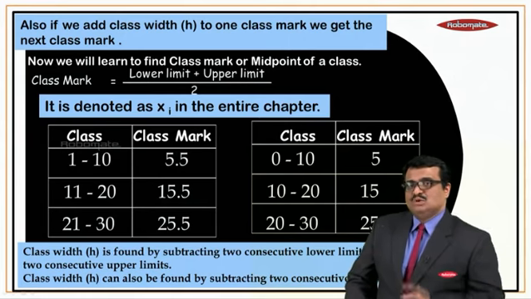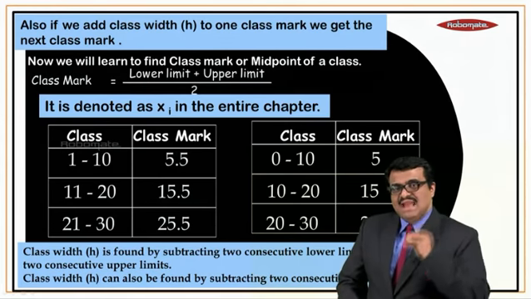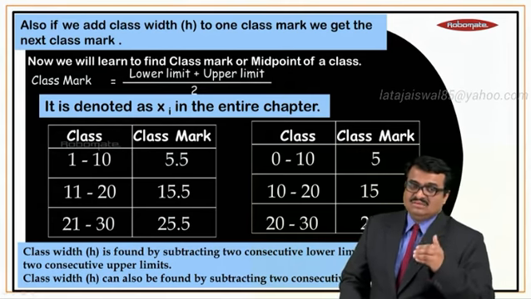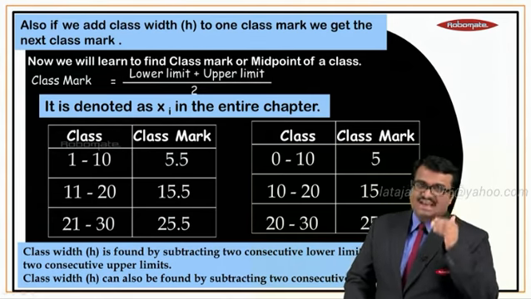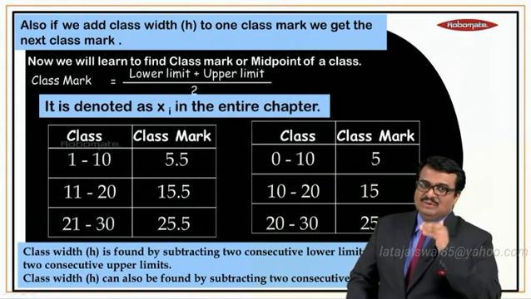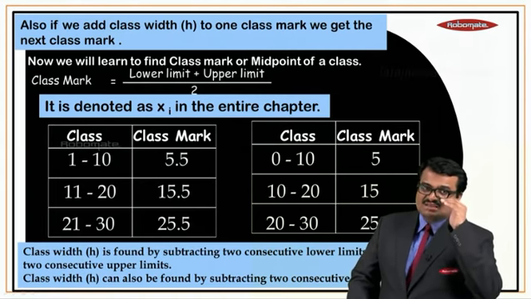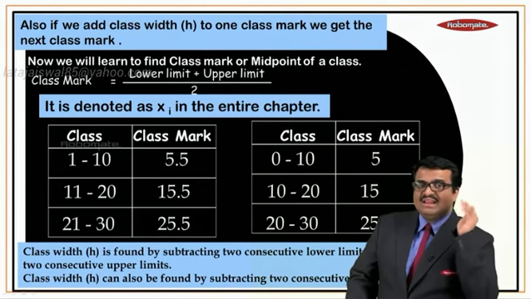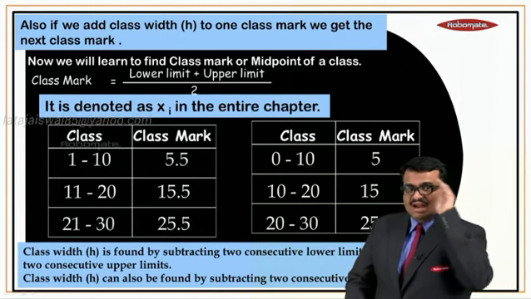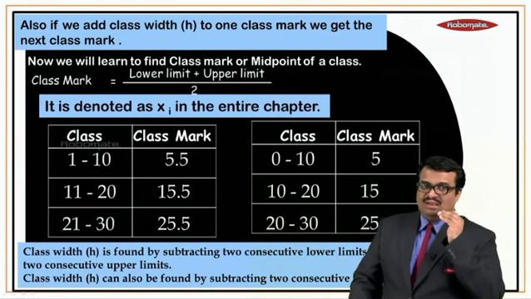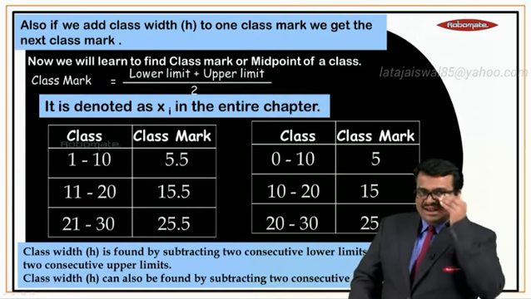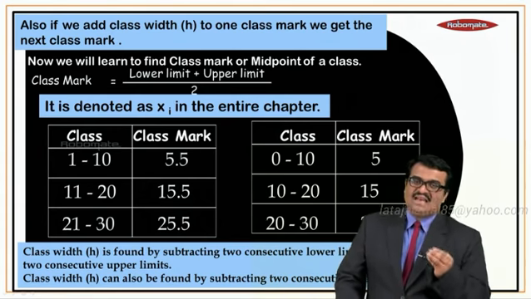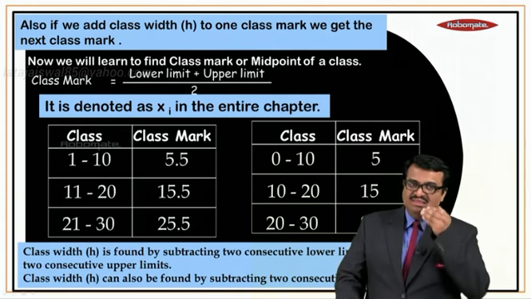Also, if we add class width h to one class mark, we get the next class mark. For example, in the second column, 0 to 10, 10 to 20, 20 to 30, the class marks are 5, 15, 25. The first class mark is 5. The class width was 10. If you add 10 to that 5, you will get the next one, 15. If you add 10 to that 15, you get the next one, that is 25. This is the meaning of if you add class width to one class mark, we get the next class mark.